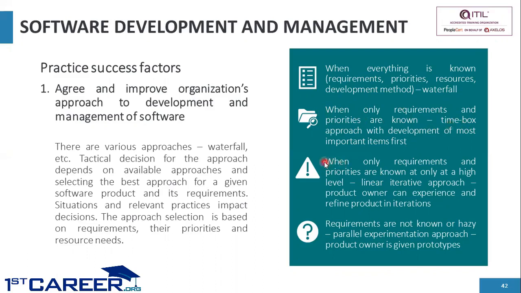But when those things are known only at a high level, yes, requirements are known, priorities are known, but not detailed, but high level, then linear iterative, which means we can't really time box and say we will deliver it in, let's say, 2 weeks, but we will start delivering. We will try to deliver some, maybe it takes us 2 weeks, and then whatever is left, we take another 1 week or 2 weeks, because a high level understanding is there. But again, this is different from the first one when everything is known.